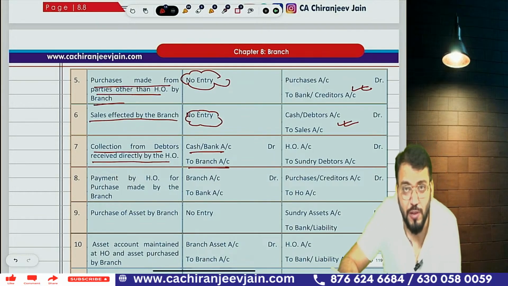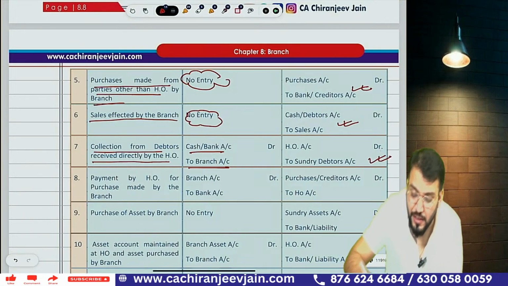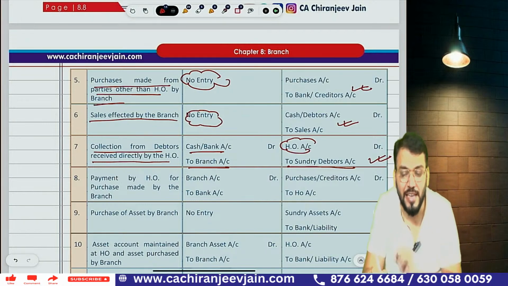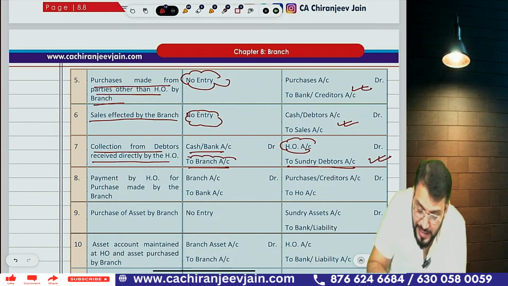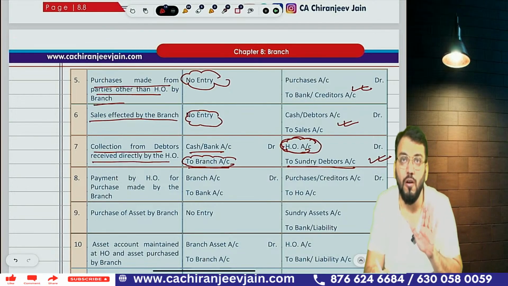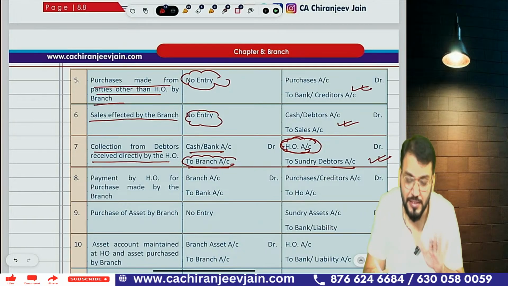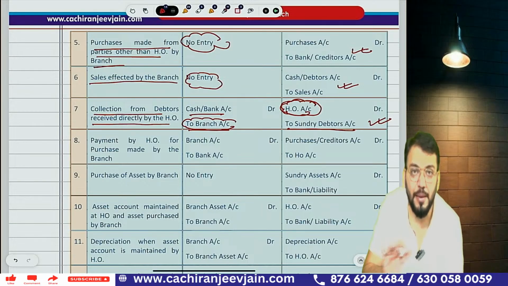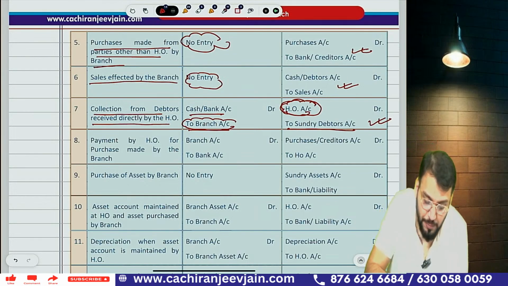In the books of branch, what journal entry? It is recoverable from head office. So head office account debit to branch debtor. One thing is clear: if the branch account is credited in these books, the head office account will be debited in those books. Got this point? Yes, sir. Are you able to follow? Have you understood this much? Everyone, respond fast.